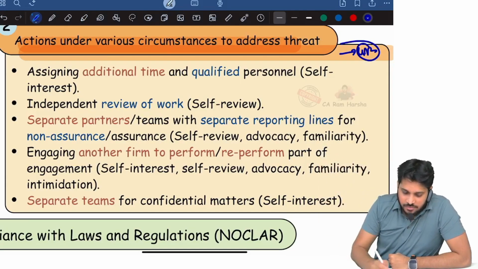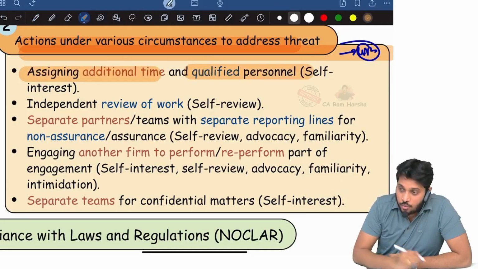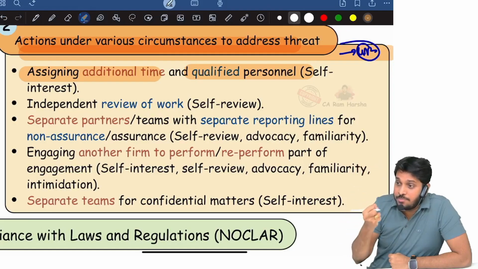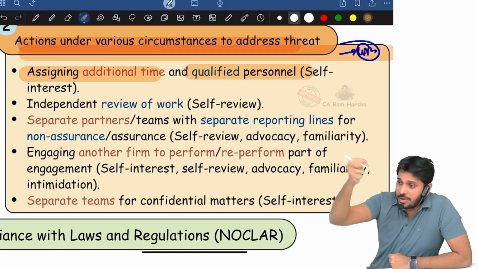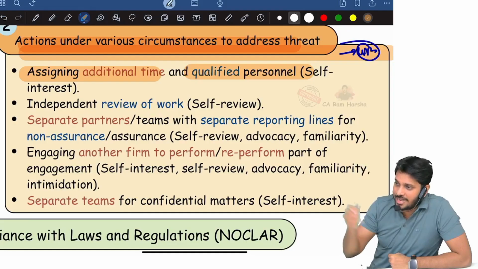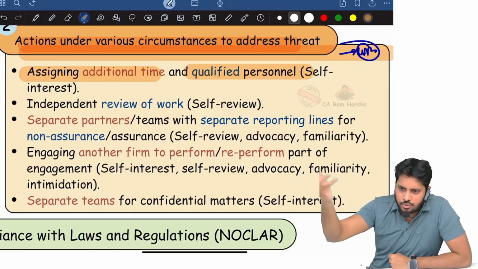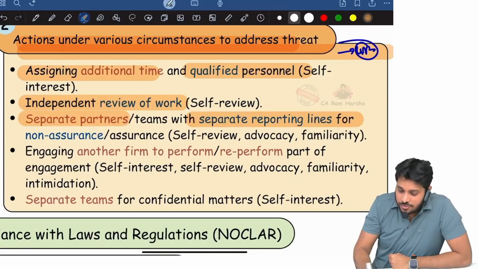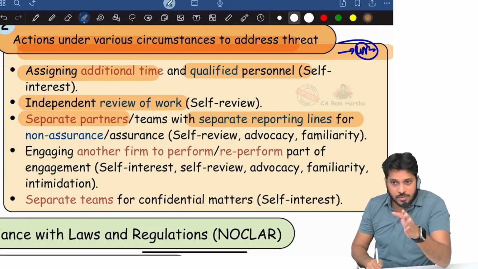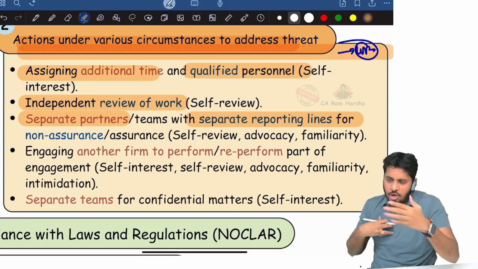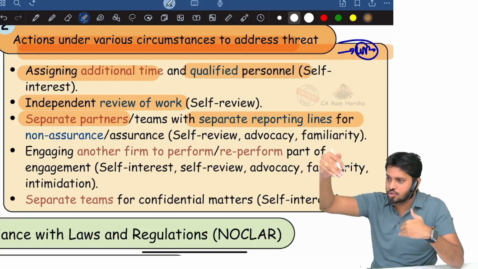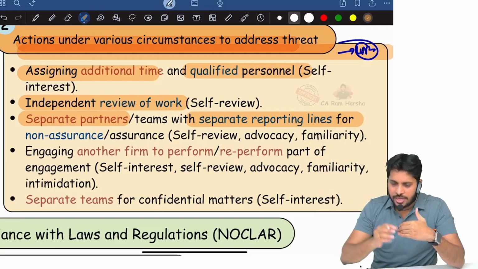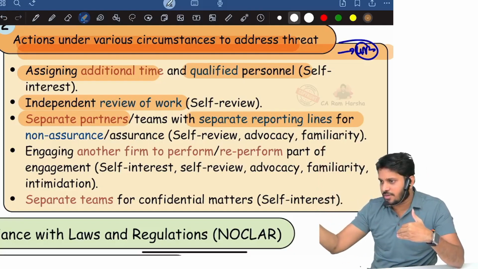Examples of safeguards. For example, assigning additional time and qualified personnel. Say I found that the client is putting unreasonable time pressure on me to complete the audit. So put additional resources and do the audit. Independent review of work. Separate partners for different works. For assurance work, the auditor can also provide non-audit services to the client, provided they do not fall under Section 144 of the Companies Act. Any other non-audit service which does not come under 144, you can provide.